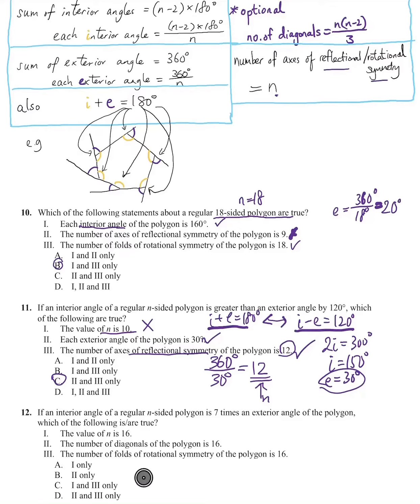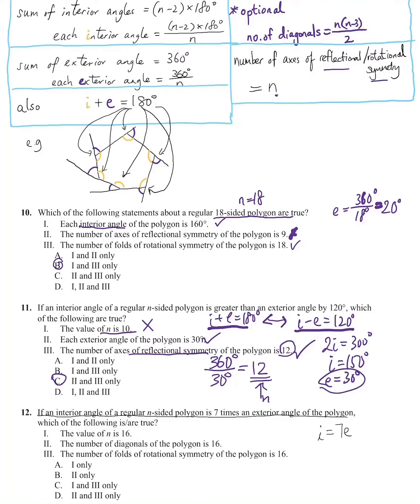So before we look at the 12th question, let's correct the formula for the number of diagonals. Actually, it's n times (n minus 3) divided by 2, not the other way around. The 3 is on the top, the 2 is on the bottom. And let's look at number 12 now. Let's convert that statement into an equation. It says that the interior angle is equal to 7 times the exterior angle.